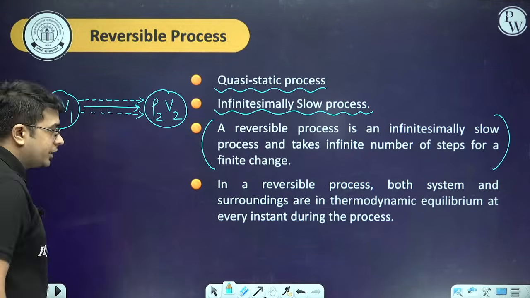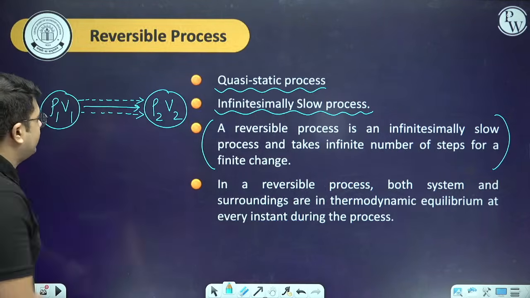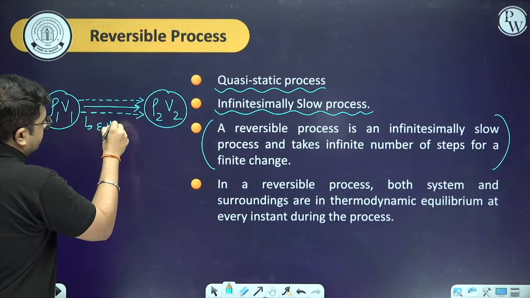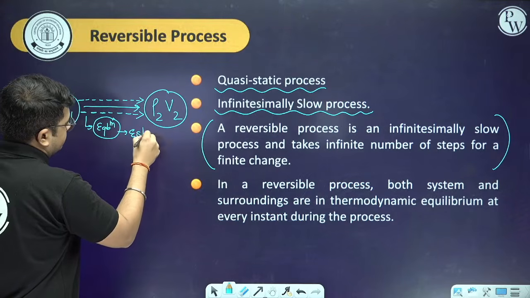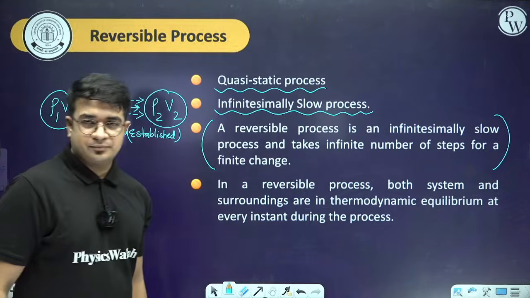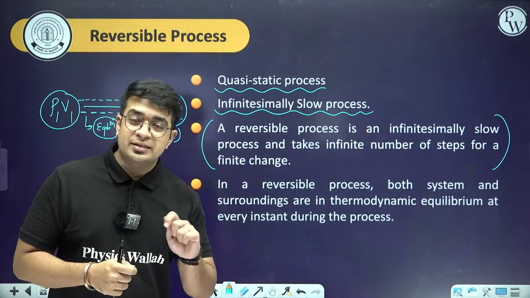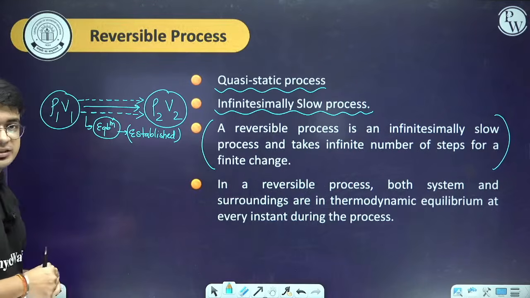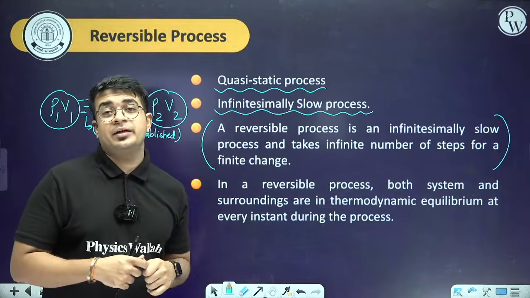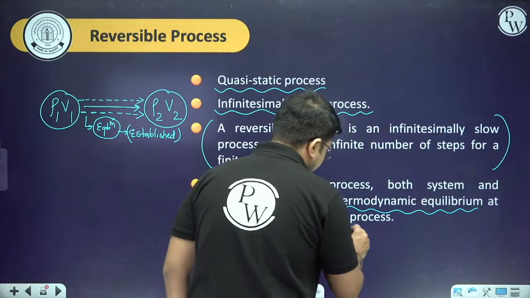It means that such a process is a reversible process. At every step, always remember that equilibrium is going to be established, at every state, at every small change. And if you disturb the system, it will eventually reach its initial state very quickly. So in a reversible process, both system and surroundings are in thermodynamic equilibrium. This is the most important part. They remain in thermodynamic equilibrium at every instant during the process.